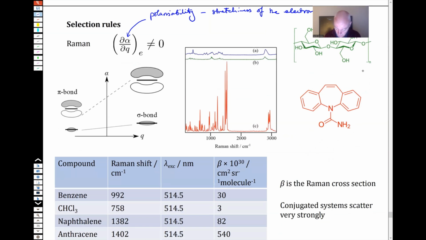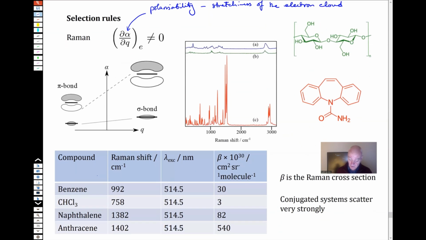Let's just think about that. I'll try and get my face out of the way here. That's better. So what are we seeing? Well, what does it mean? If I imagine a sigma bonded system, here's a bond. There's one nucleus, there's the other nucleus. It's a sigma bond, so all the electrons are in the middle here. If I stretch that out, the bond gets a bit bigger, the electrons move a little bit, but they don't move very much. So the d alpha by d Q is quite small.